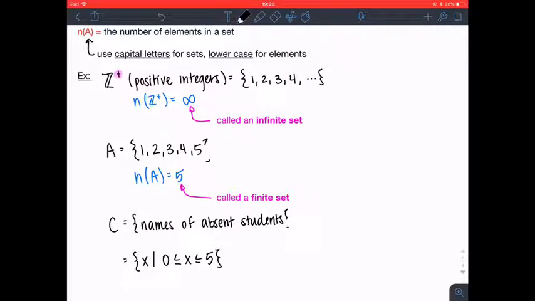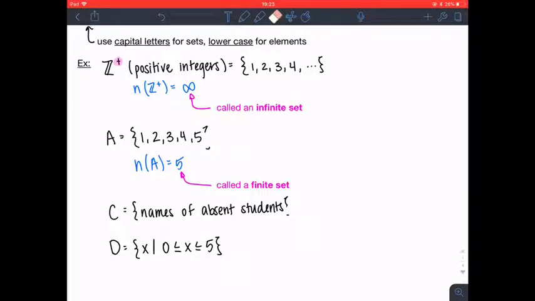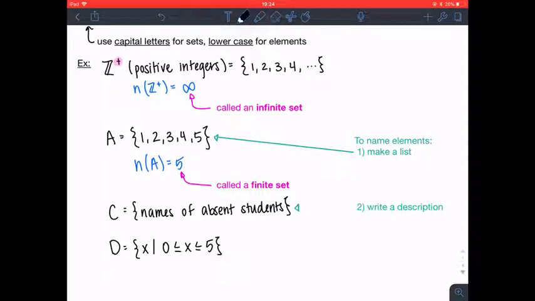Another example we have is set D here. Now the way that set D is written, this is called set builder notation. And this is one way to list all of the elements within a set. One way that we saw, we could just make a list of all of the elements in a set. We can also write a description of the elements within that set, just like in example C, names of absent students is a description. And the last way we can do this is with set builder notation.